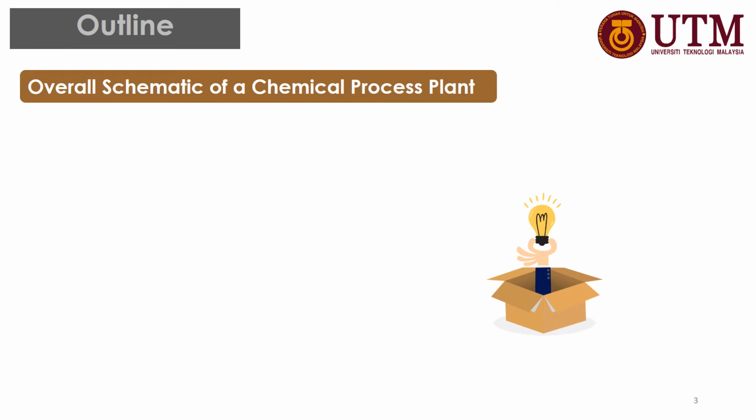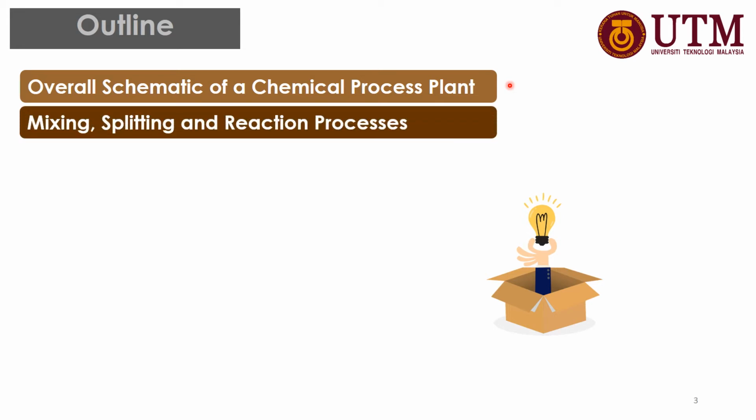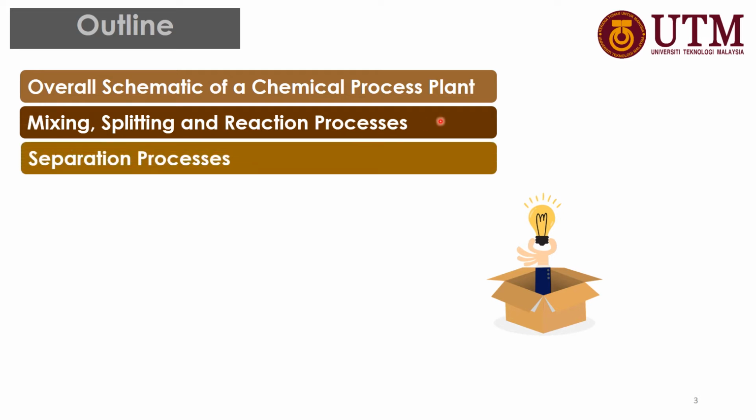Okay, so now we move on to the outline of the module, whereby I will start with the introduction and then followed by a discussion on the overall schematic of a chemical process plant. And then after that, we will discuss in more details on the components appearing in the overall schematic, where I will start with discussing the mixing, splitting, and reaction processes, followed by discussion on separation processes.